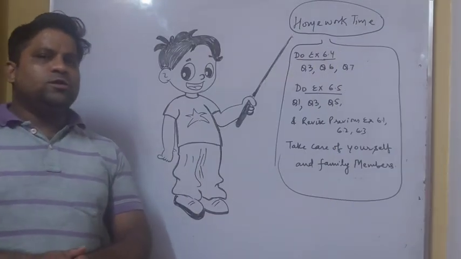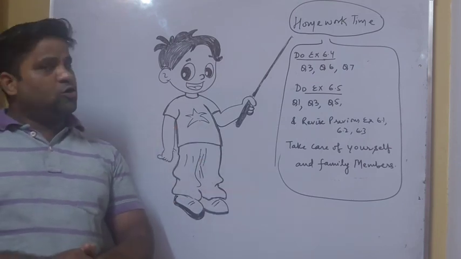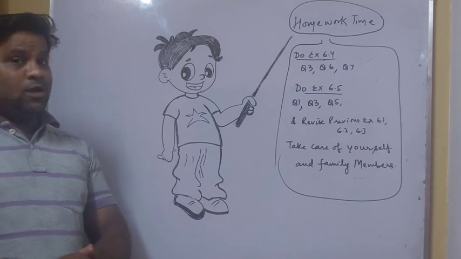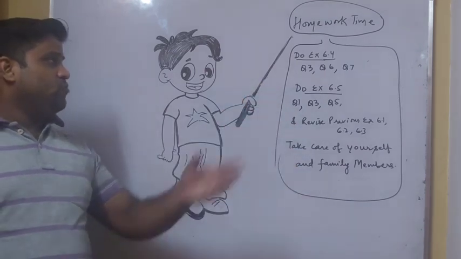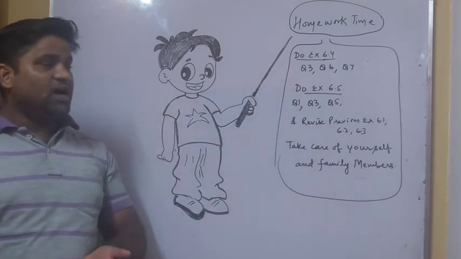I hope you have understood the concept of areas of similar triangles and the Pythagoras theorem in this video lecture. Please do the exercise 6.4 remaining questions and exercise 6.5 these questions, and revise the previous exercises also.